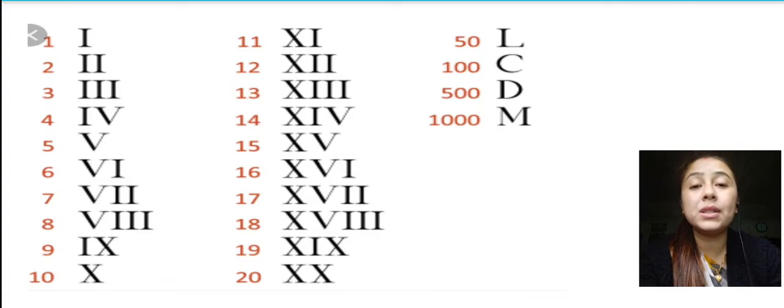Roman numerals also start with 1. 1 is written as I, 2 as II, 3 as III, 4 is written as IV, 5 as V, 6 as VI, 7 as VII, 8 as VIII, 9 as IX, 10 as X. In this way Roman numbers can be written till 1000. 50 is known as L, 100 is known as C, 500 as D, and 1000 as M. So in this way you will all write the Roman numerals.